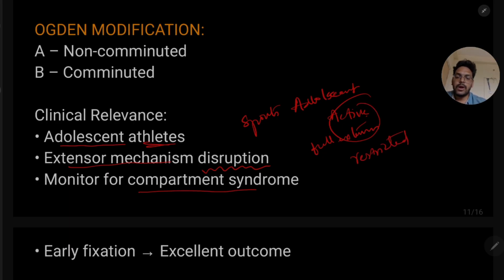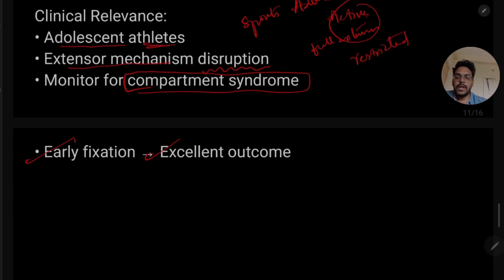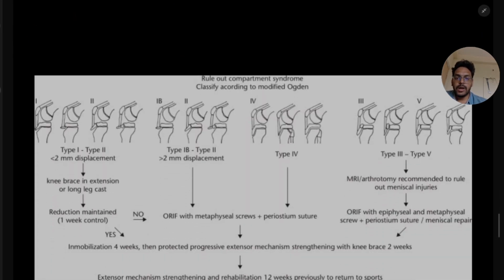And similarly, we have to do compartment monitoring in tibial tuberosity fractures in children. So early fixation will have an excellent outcome in tibial tuberosity fractures. This is the outline of treatment which was modified by Ogden.